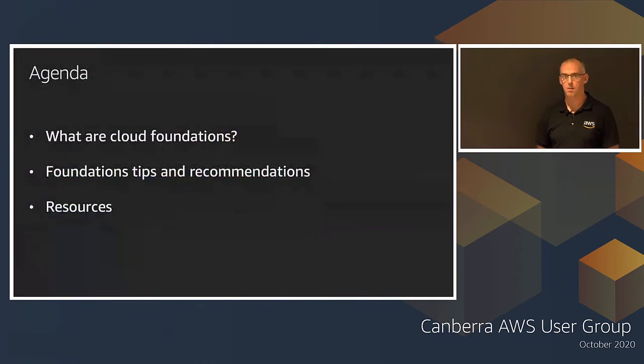We'll be going through a bit of an explanation about what it is, and for those of you that have been around AWS for a while, you'll be familiar with terms like landing zone. This isn't a talk about what is a landing zone. We'll have a bit of level setting about why we need it and some of the material there that will be familiar to you, but certainly we're going to focus more on the second part around some of the tips and recommendations about how to approach your foundational cloud journey. And finally, we'll have a few resources as well.